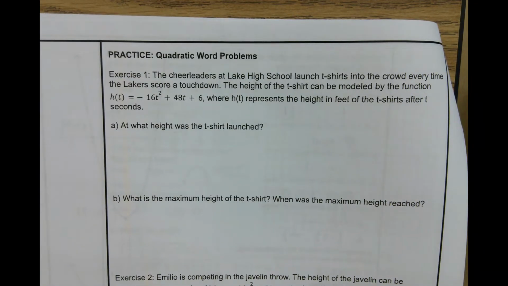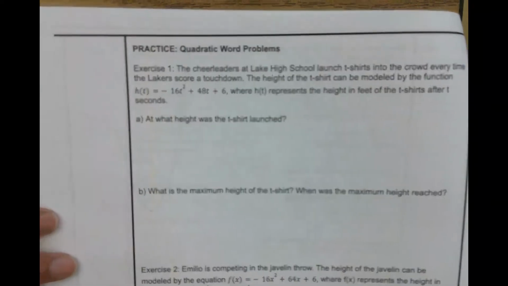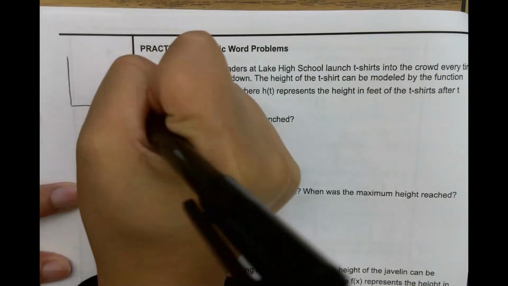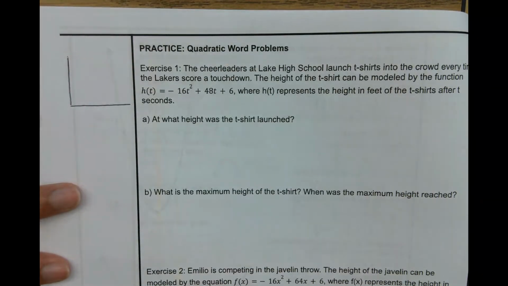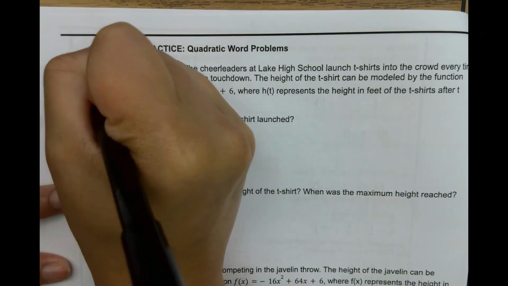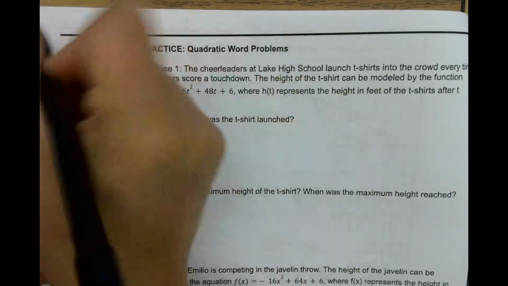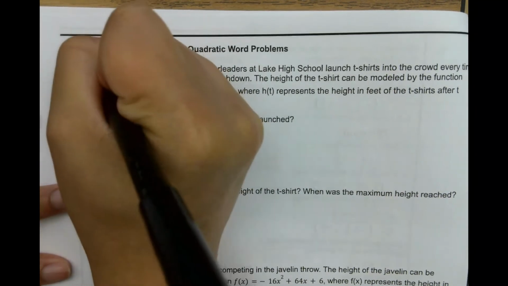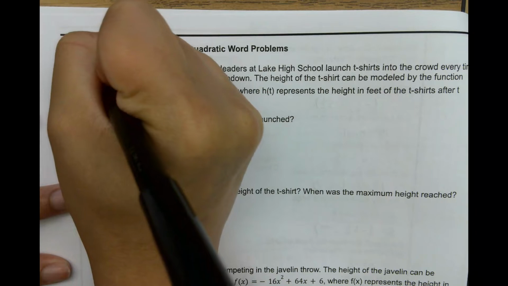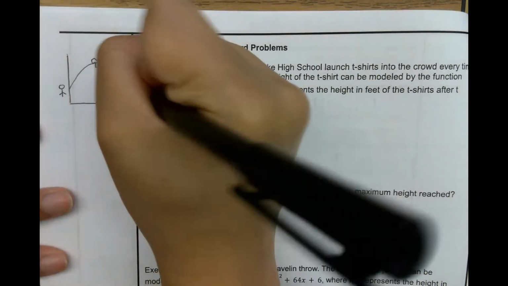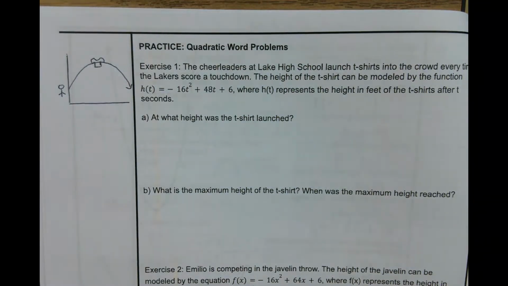Sometimes it might help to draw a picture or a graph of it. So basically what's happening is that every time they score a touchdown, they shoot out a t-shirt, okay? So the graph somewhat looks like this. It's obviously not accurate, right? There's a little cheerleader standing here, and then they shoot out a t-shirt, and the t-shirt goes flying. You can just imagine the t-shirt flying until someone catches it in the stands.